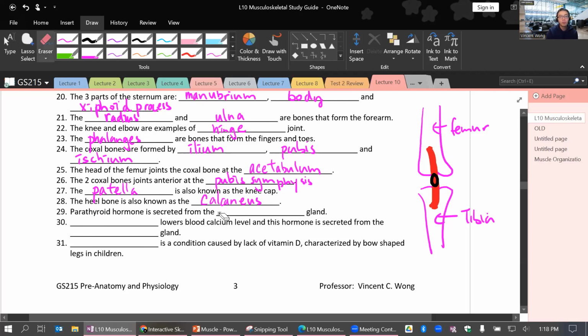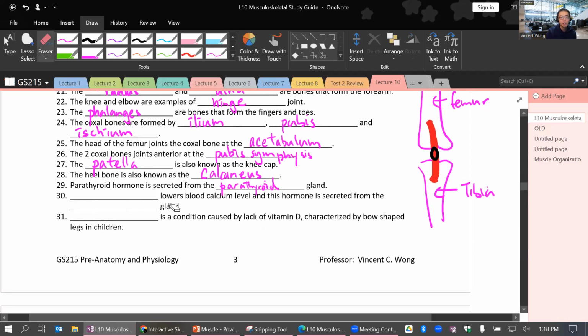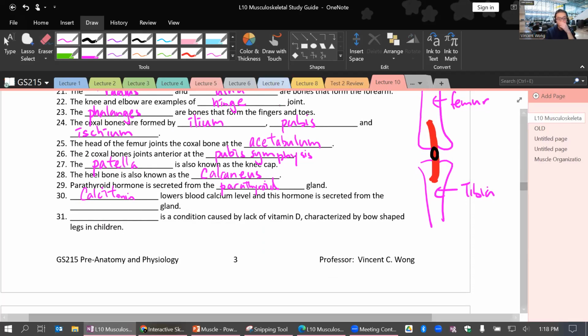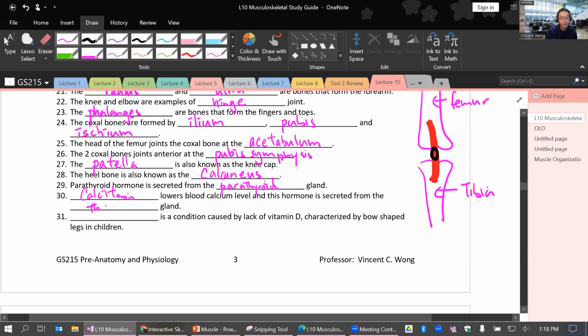Okay, parathyroid hormone is secreted from the parathyroid gland. It's probably one of the easiest ones to remember. Something lowers blood calcium level, and this hormone is secreted from a gland. So to lower blood calcium level, we need calcitonin. Increasing calcium leads to the release of calcitonin, and the effect is to lower it. Right? So the cause and the effect are opposite. You have to remember which one is which. And the calcitonin is released from the thyroid gland.